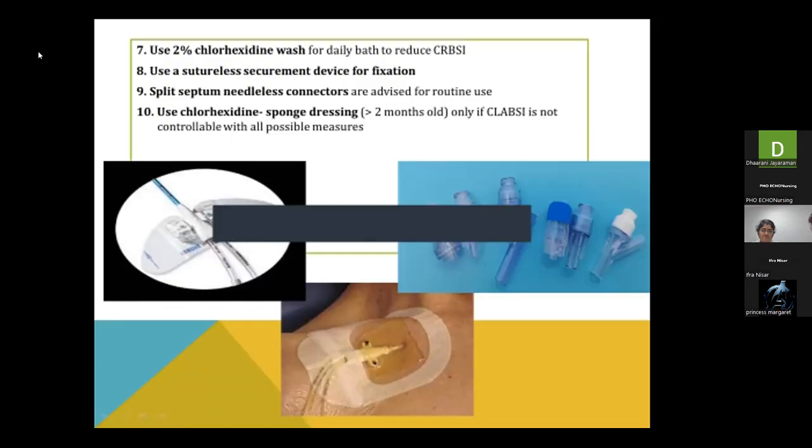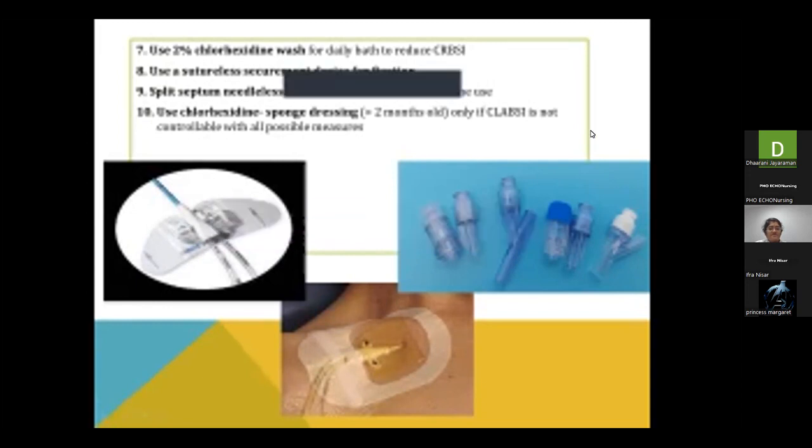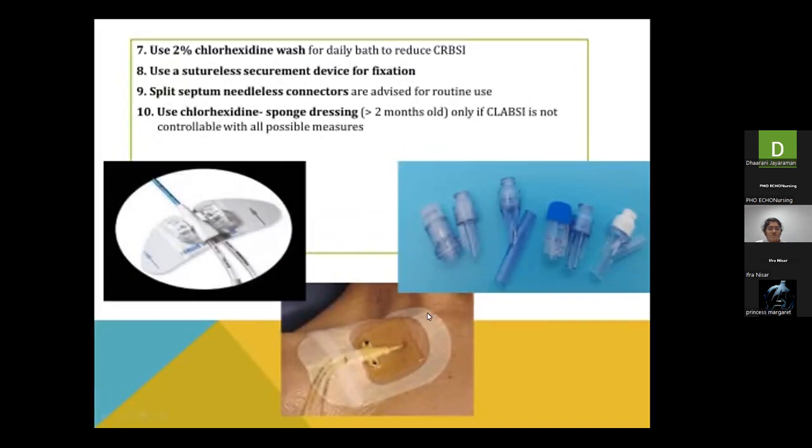Use 2% chlorhexidine wash for daily bath to reduce CLABSI. Use the sutureless securement device. This is the sutureless securement device for fixation. Then split septum needleless connector is advised for routine use. Use chlorhexidine sponge dressing. CLABSI is not controllable with all possible measures.